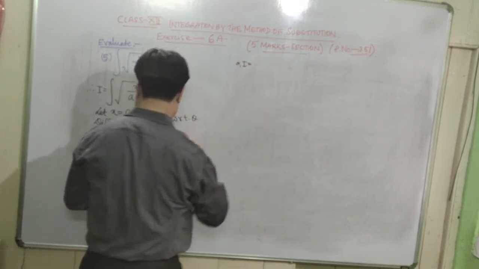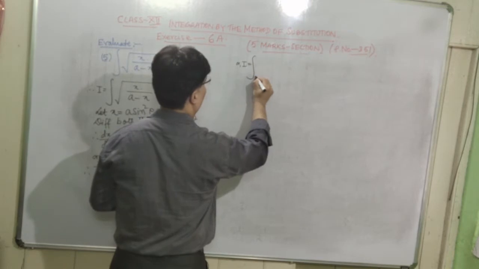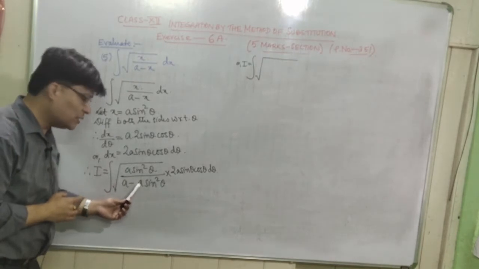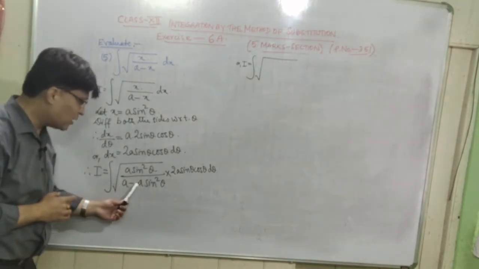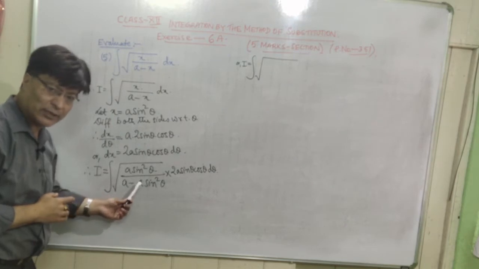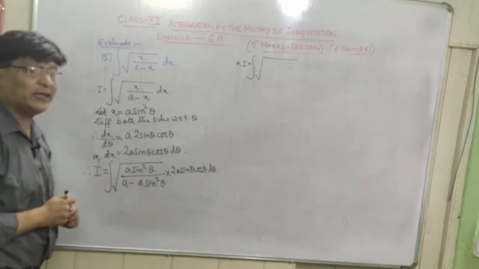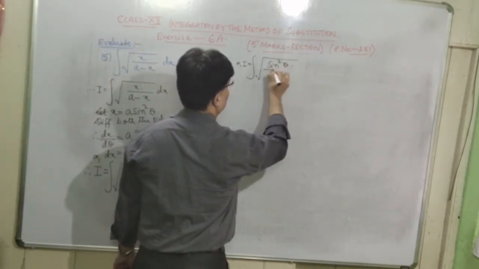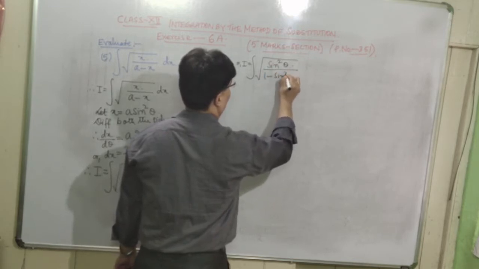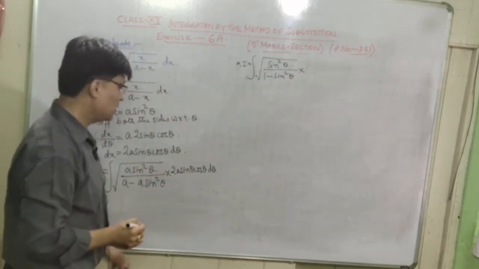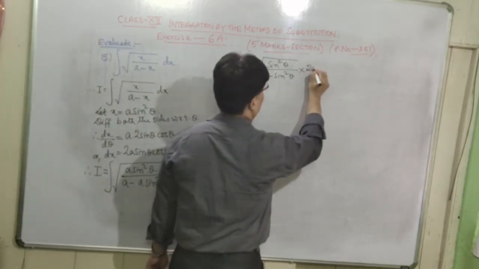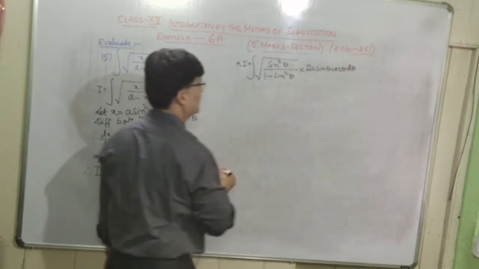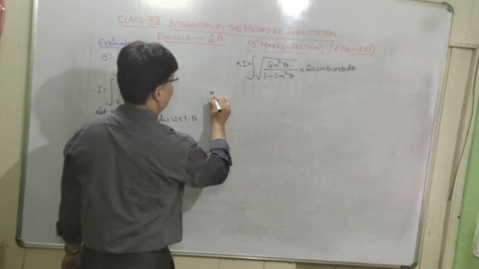Or I is equal to integration of square root. Now in the denominator there is a common. If you take a common, it will be a within bracket 1 minus sine square theta, and here a will be cancelled, right? So it is sine square theta divided by 1 minus sine square theta into 2a sine theta cos theta d theta. Let us simplify it further.